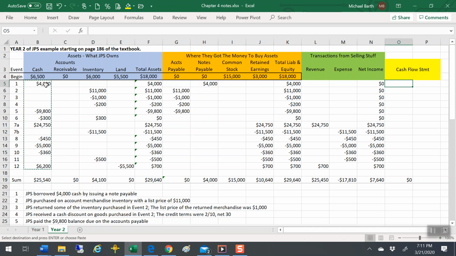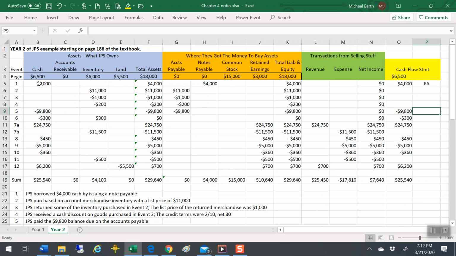For the cash flow statement, it's trying to identify what has happened to all the money. Okay, how much money's changed hands, so it can explain how you got from starting with $6,500. Oops. We started the year with $6,500. Added $4,000 from item one. We borrowed money. Borrowing money is a financing activity. We go down here to item number 5. They paid the balance on accounts payable.